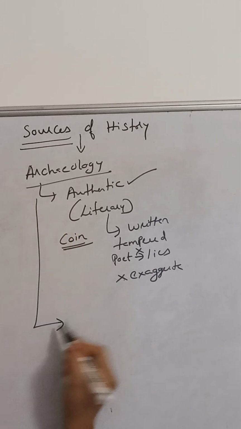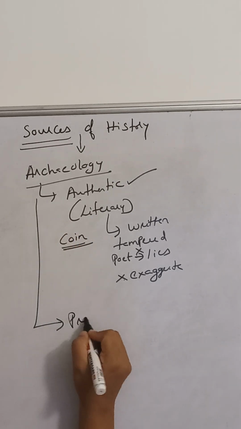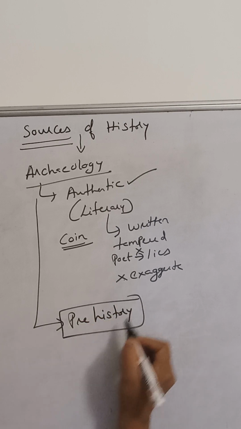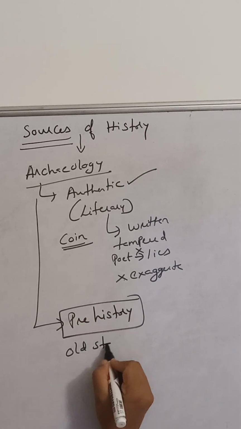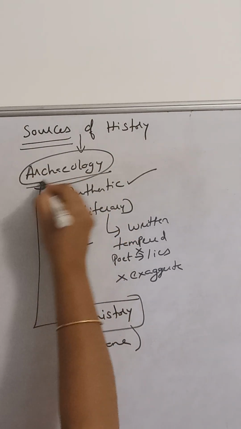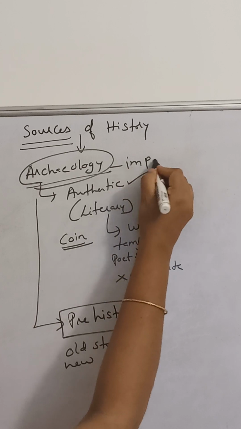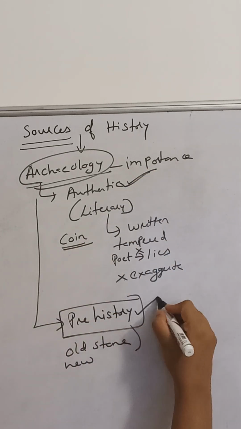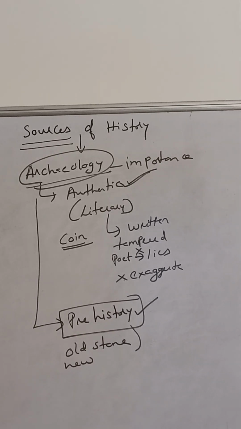Secondly, archaeology is also the one which tells you about prehistory. About the old Stone Age and new Stone Age, all that is due to archaeology. So this is the importance of archaeology: it is authentic, and it also tells you about prehistory.